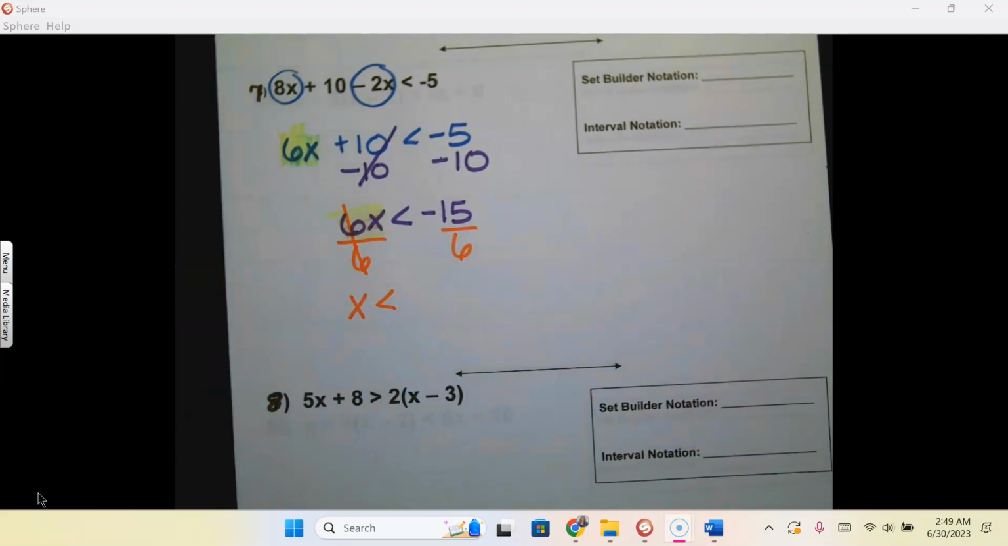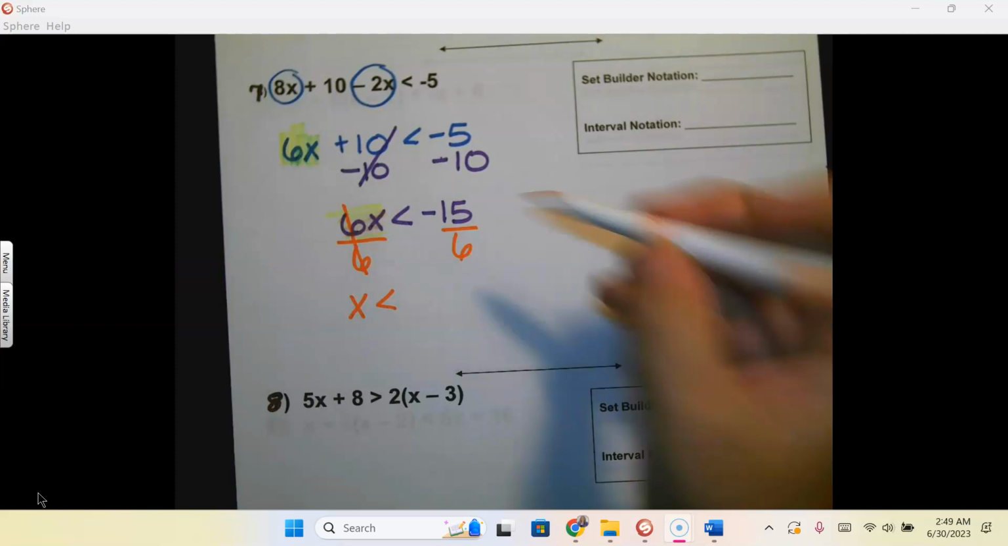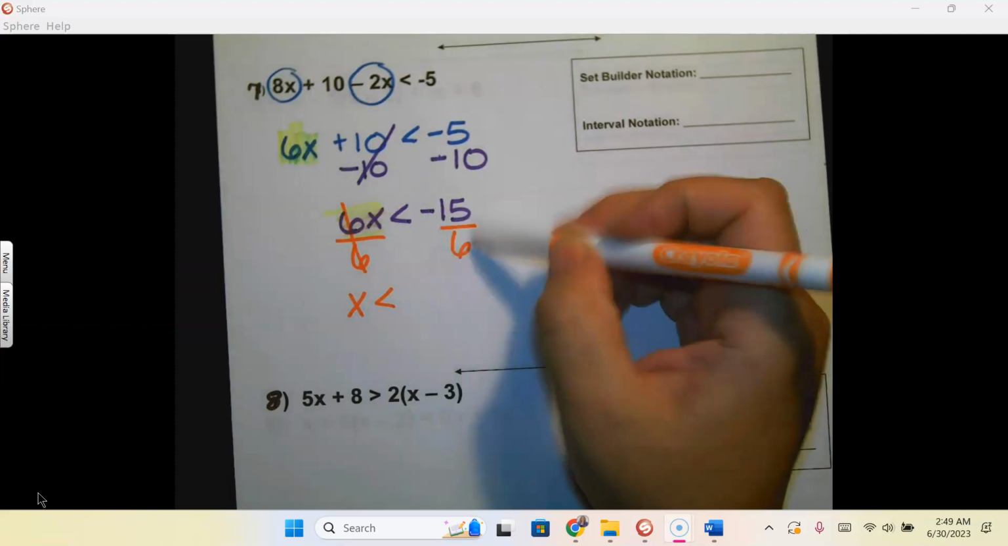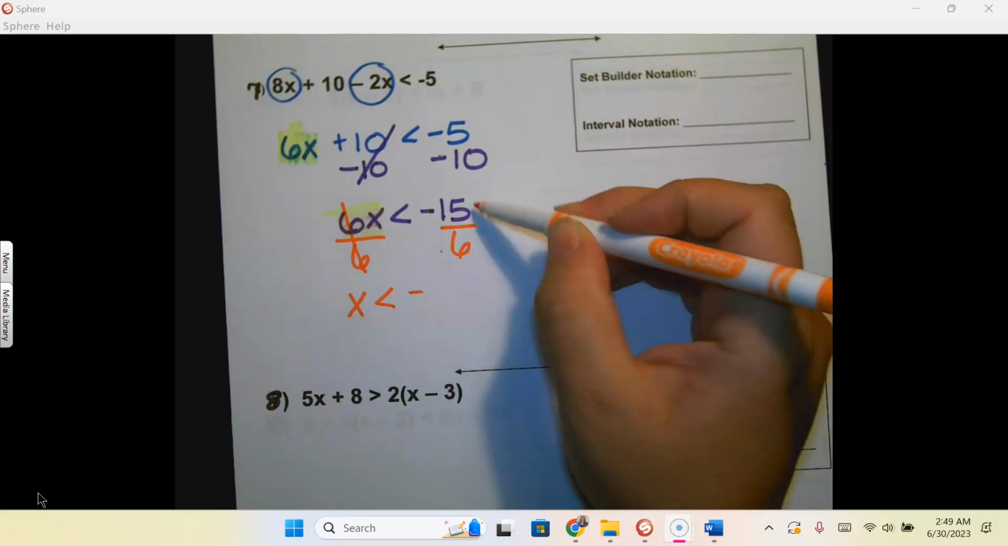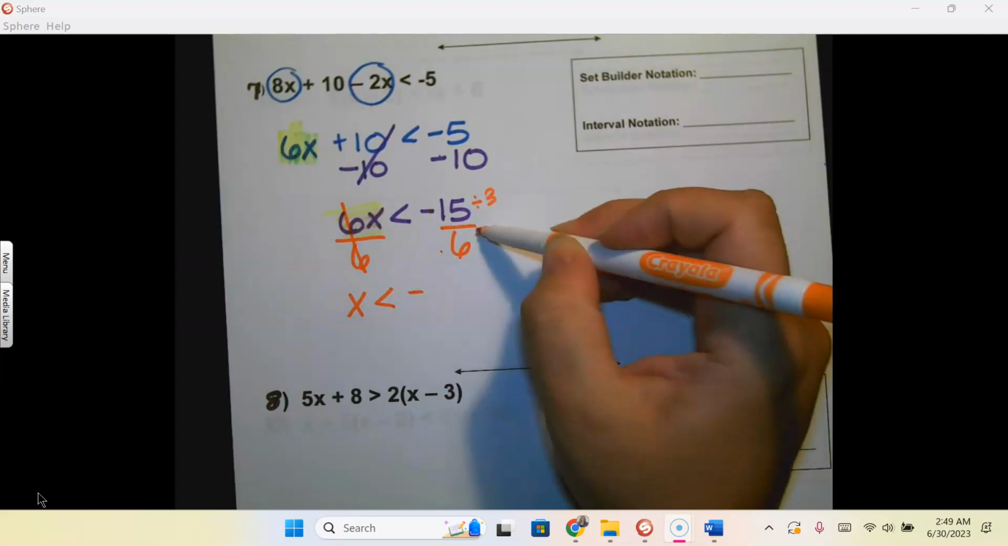And there were no directions saying fractions or decimals are okay, so we're going to leave it as a fraction. So a negative divided by a positive is a negative. And 3 can go into both of these numbers.